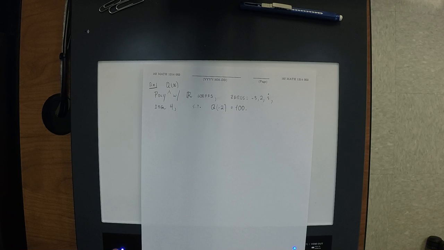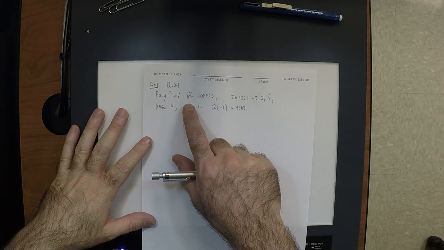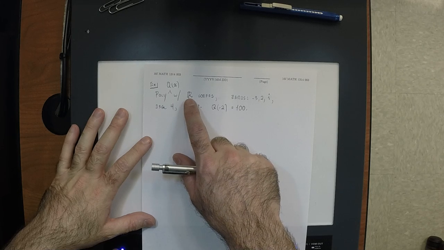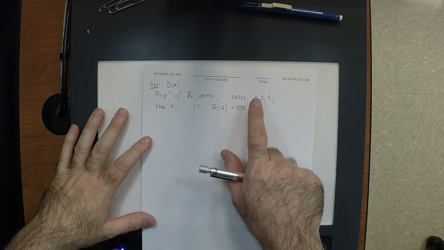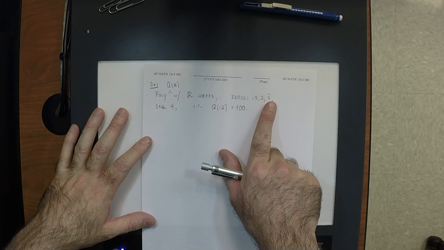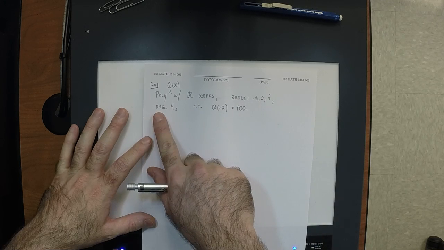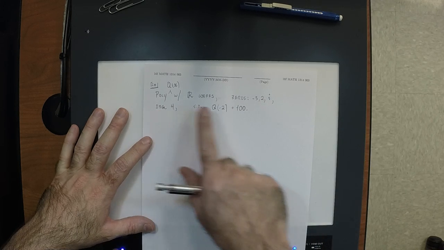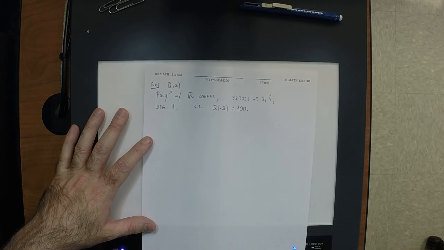Okay. So there's a unique polynomial that satisfies all these constraints. This is like I'm thinking of a number such that, blah, blah, blah. I'm thinking of a polynomial such that I want it to have real coefficients. I want it to have these three zeros. I want it to be degree 4. And when you plug in negative 2, I want you to get 100.